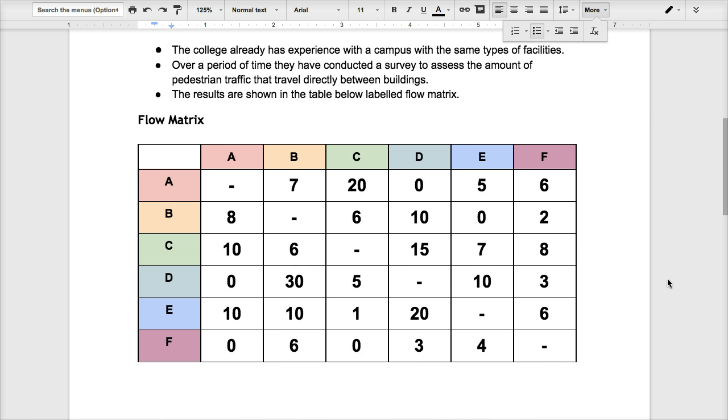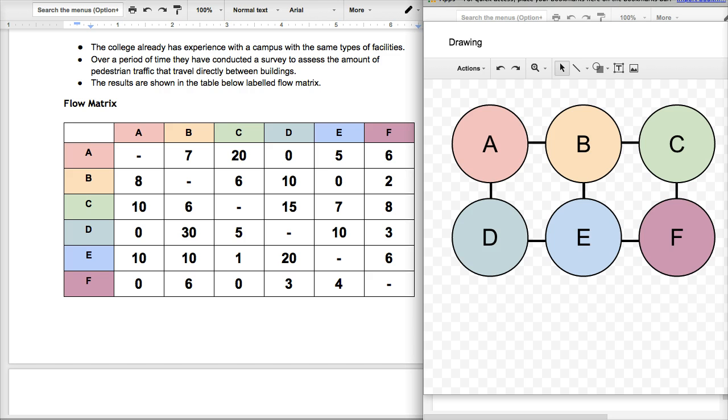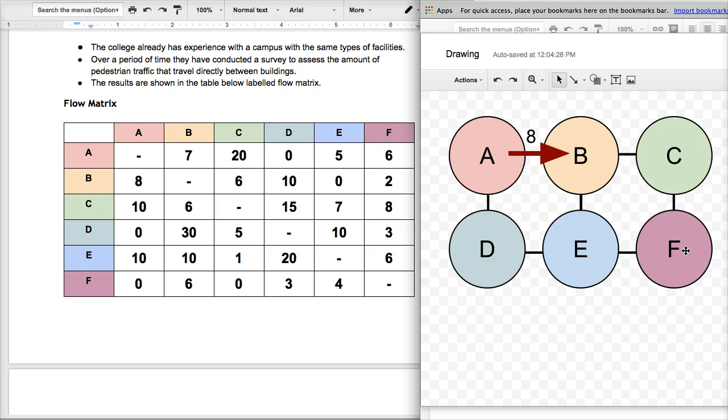So we can see here specific quantities of people who are traveling between each of the different buildings from their previous campus. For example, the amount of people traveling from A going straight to building B is 8 people. And the amount of traffic going from building B directly to building A is 7 people.